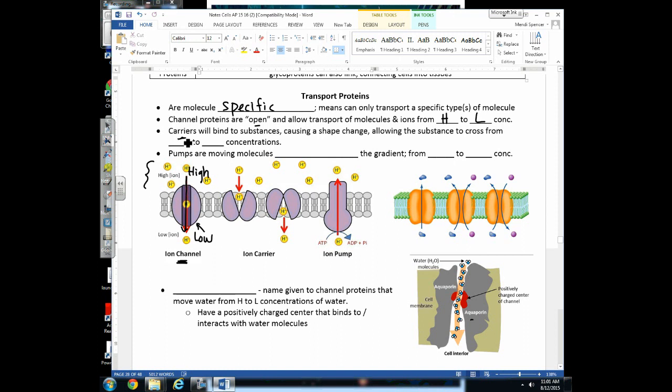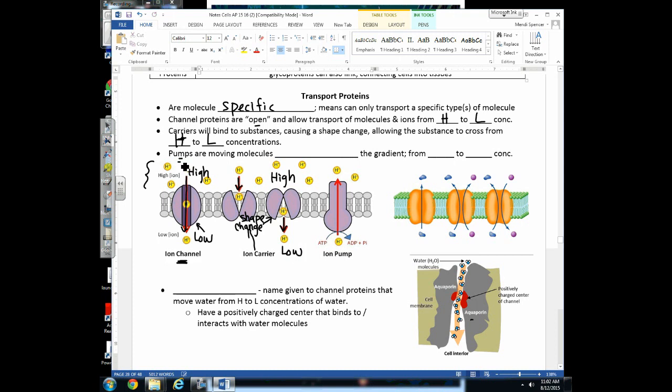Now, carriers, which you can see right here, are proteins that move molecules across the membrane by changing shape. What happens is whenever a molecule, in this case a proton, binds to this carrier protein, that binding causes a shape change. That shape change results in the opening into the cytoplasm in this case, and that ion crossing the membrane. In this situation as well, molecules are moving from high concentrations to low concentrations. So there's a low concentration of protons inside of that cell.